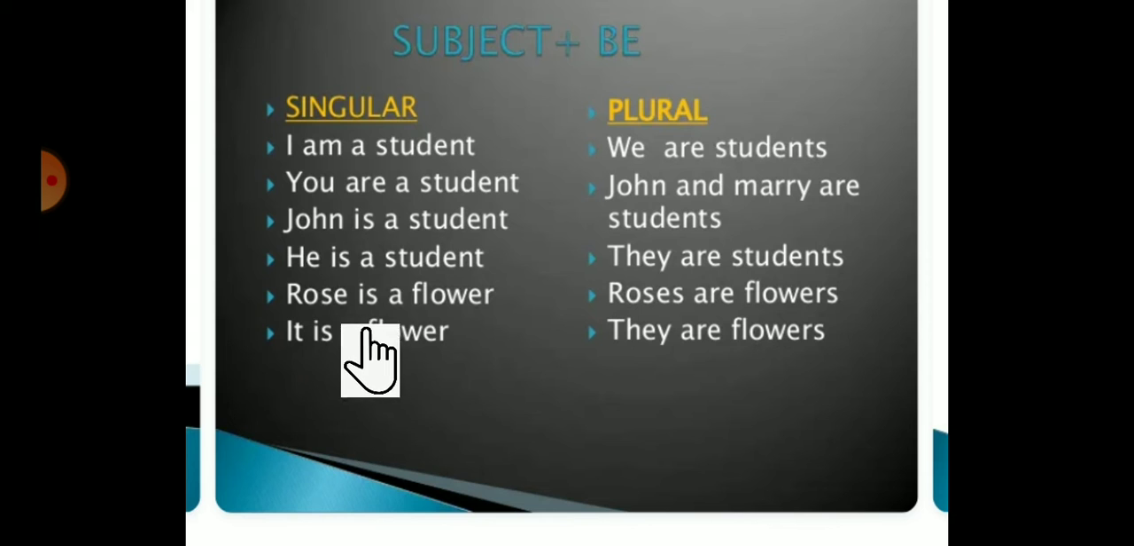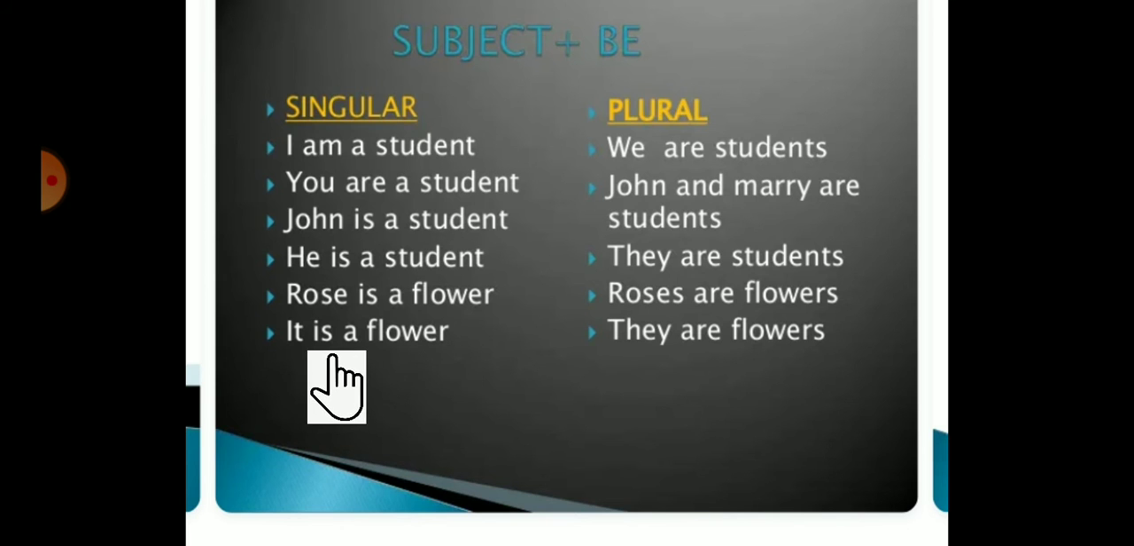Then, "Rose is a flower." Rose is again the subject, flower is the object, and "is" is in the form of a helping verb. So here we have one subject and one helping verb. Rose is a flower. Okay, fine. It is a flower. So "it" is in the form of the subject, and flower in the form of the object. Fine. It is a flower.